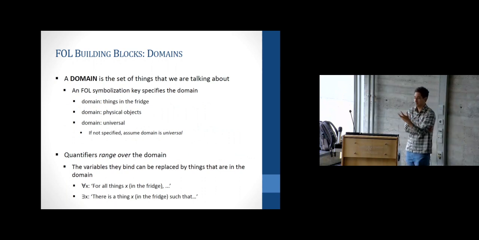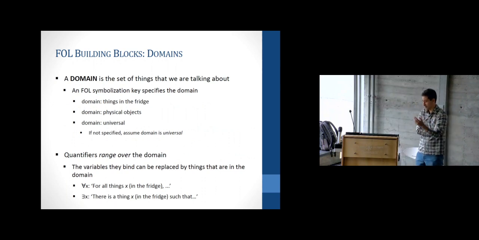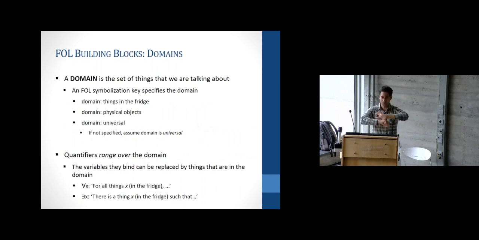So you can say the domain is things in the fridge. Or you can say the domain is physical objects. Or you can say the domain is everything, or universal. Completely everything. But it's important to specify the domain because it might affect the meaning of the term. Okay, so remember the symbolization key now has to specify the names, predicates, and what is the domain that we're talking about.